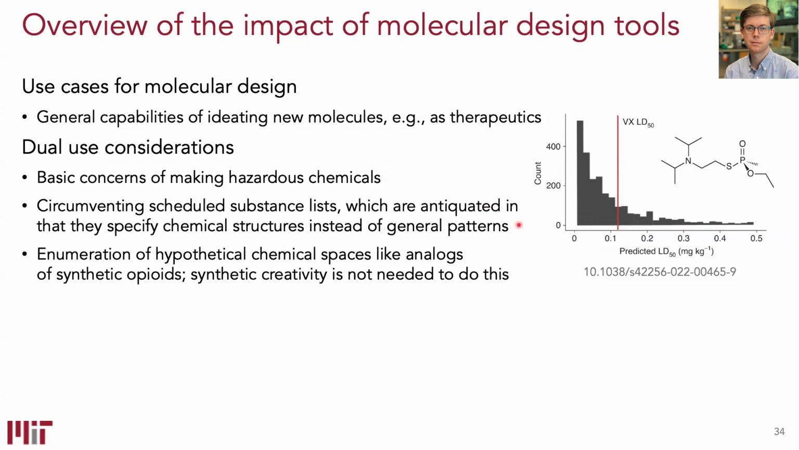You can wonder, when it's easy to enumerate billions or trillions of accessible molecules, the way that we regulate structures is typically by defining these patterns. And so how do we write that pattern for a DEA controlled substance list that covers billions or trillions of potential new molecules?